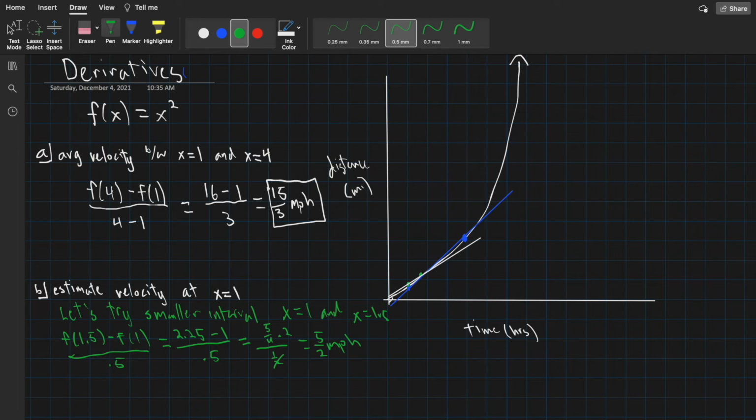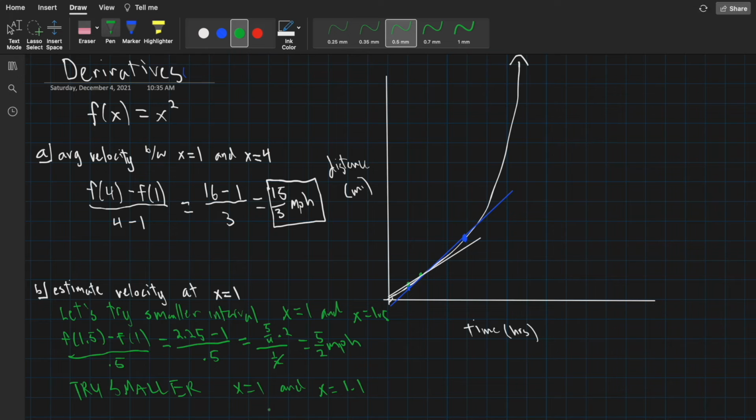So now imagine the first 15 minutes we were standing completely still. So our estimate for what we were doing when we were standing still would be that we were traveling 2.5 miles per hour. So then, try a smaller interval. So maybe x equals 1 and x equals 1.1.